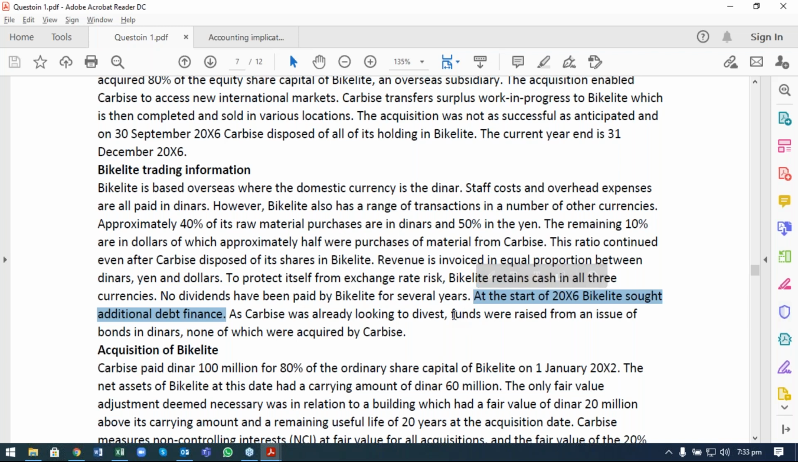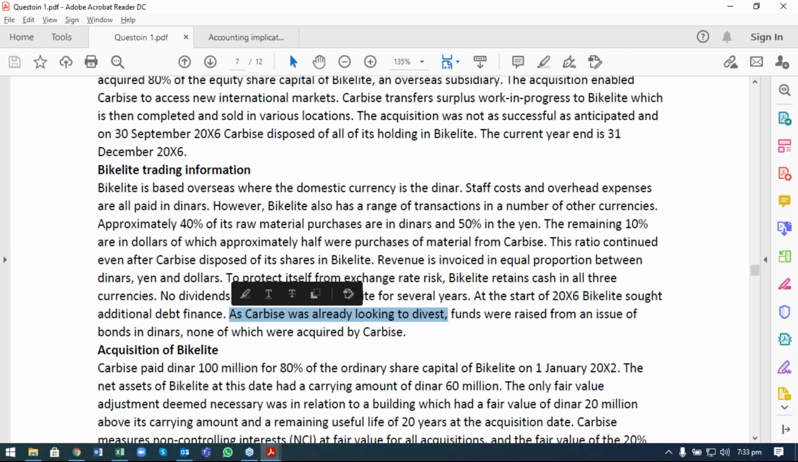You can see here, the funds raised from an issue of bonds is in dinars. So finance was mainly raised in dinars. That's one clarification that we have received. None of which was acquired by Carbide. Why has Carbide not acquired any of it? Because Carbide was already looking into divestment. Carbide was thinking of disposing of this subsidiary, right?